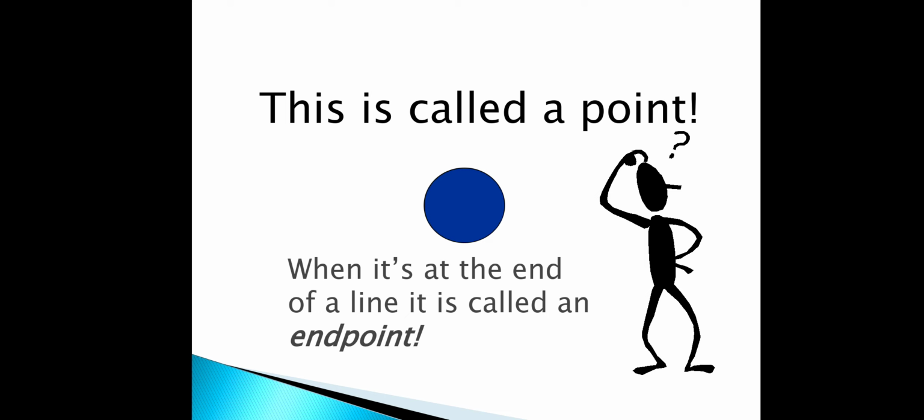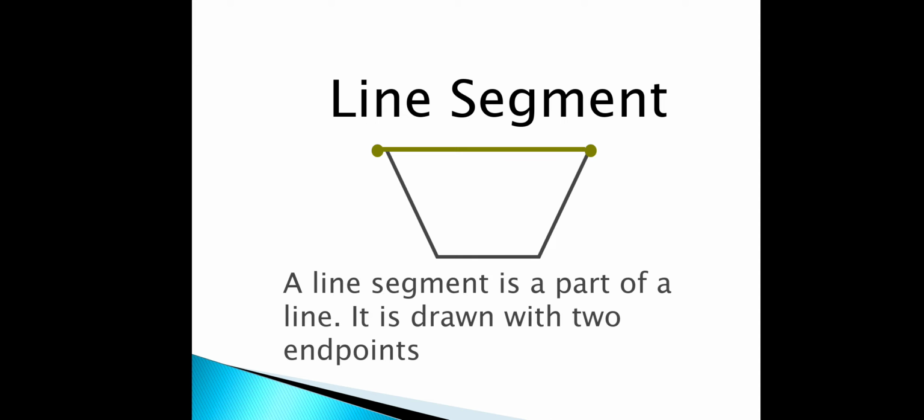This is called a point. When it is at the end of a line, it is called an endpoint. Line segment. A line segment is a part of a line. It is drawn with two endpoints.